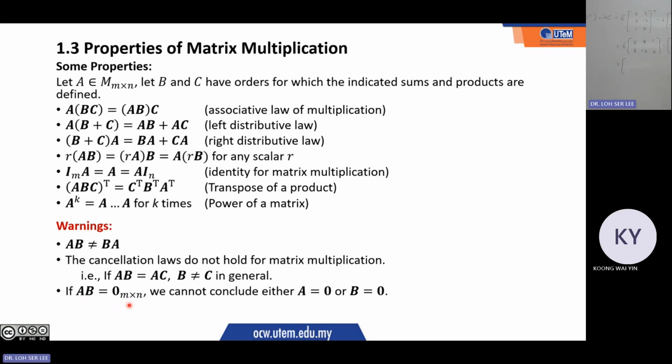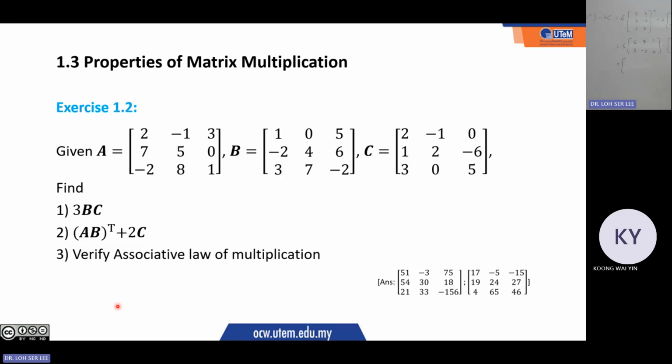So when A times B equals the 0 matrix, we cannot conclude that either A is a 0 matrix or B is a 0 matrix. It is possible that A and B are both non-zero matrices, but after they multiply with each other, you get the 0 matrix. We cannot assume that A is 0 or B is 0 just because AB equals 0. So these are some properties of matrix multiplication. The next one, exercises.